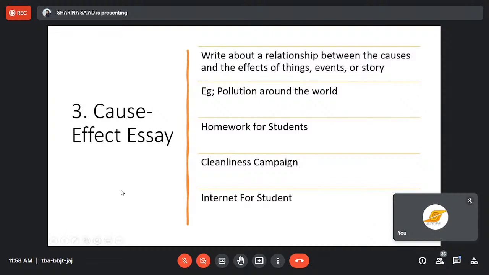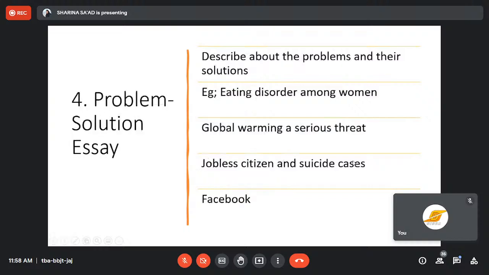Okay, so this type of essay is called cause and effect. It is about a relationship between things. For example, internet is there. If you spend too much time, what is the effect? About cleanliness, if you don't maintain the cleanliness, what will happen? Why must you have a cleanliness campaign? Okay, so this type of essay is called cause and effect essay.